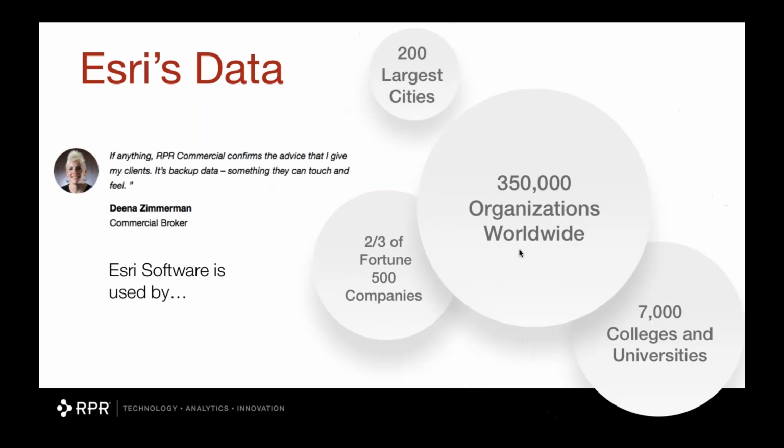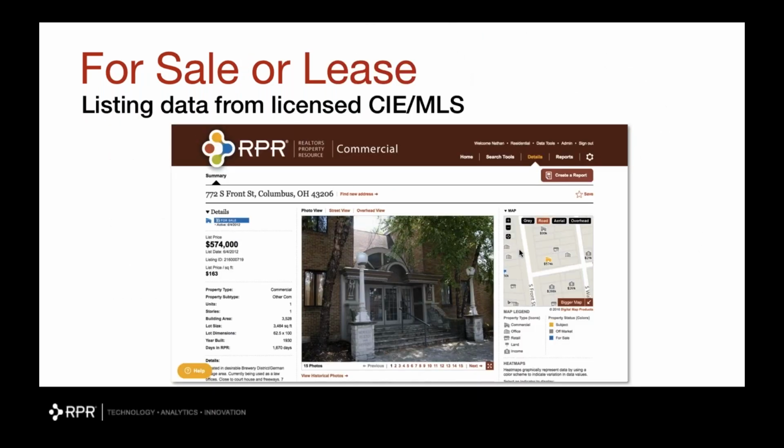So that's on-market information. Let me back up just a second. The only other thing to point out for on-market information is this is the only part of the system that you have any limitations to. If you're not a member of the MLS or CIE, like in, let's just say, Florida, you may not get to see their on-market data. So that's the limitation within RPR.